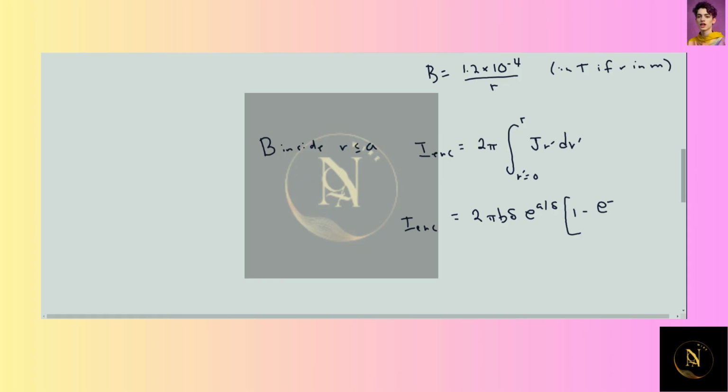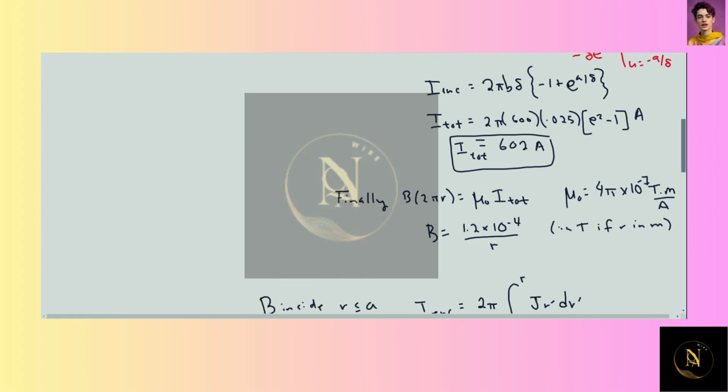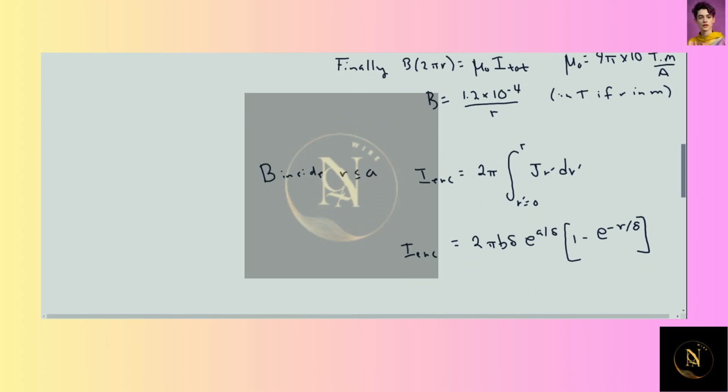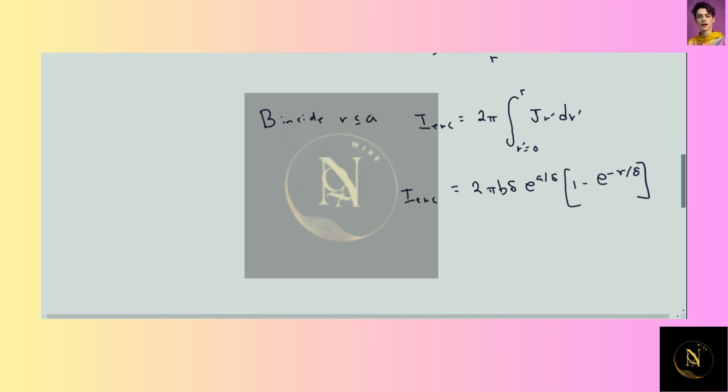We have, let's see, minus r over delta. And of course, we can check that out. If r is equal to a, we get e to the a over delta inside the parentheses minus 0, which should be what we got previously. Yes. Minus e to the 0 is 1. Okay, so it looks like it checks out.